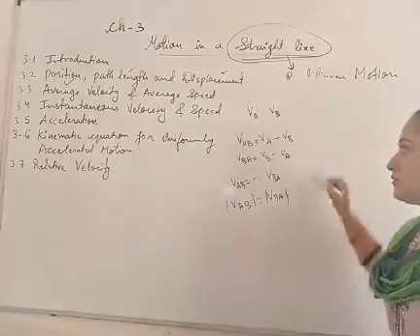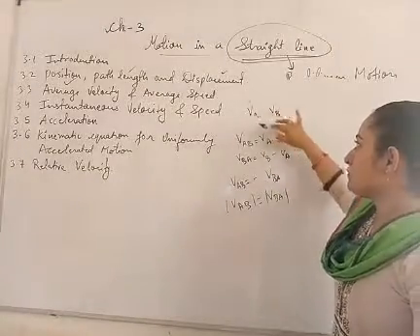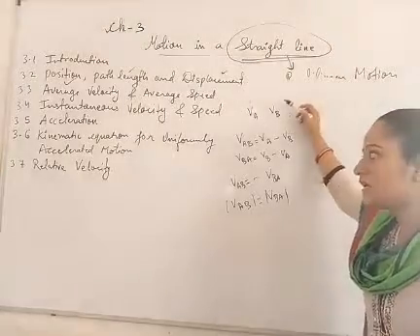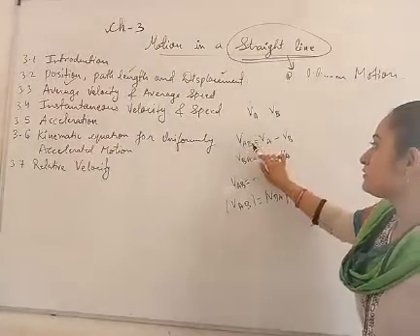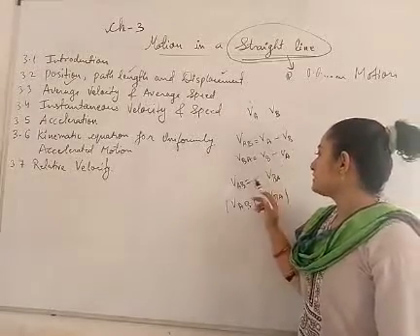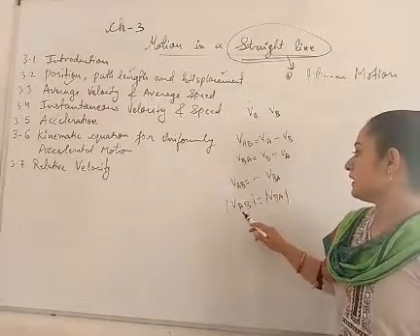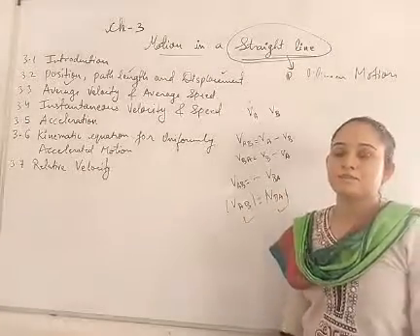Clear? So this was your relative velocity. When there is velocity of object A and velocity of object B, then the velocity of A with respect to B and the velocity of B with respect to A are opposite, that is VAB equals minus VBA, and their magnitudes are the same.